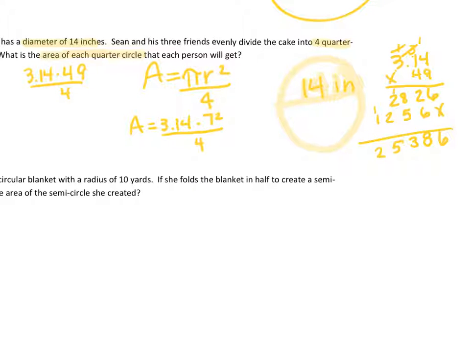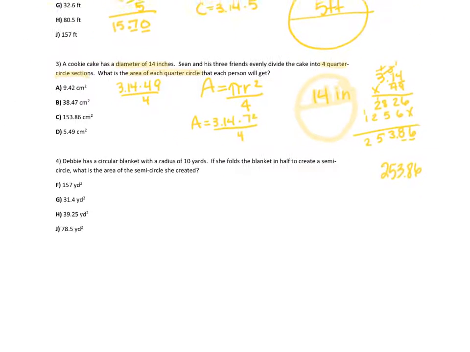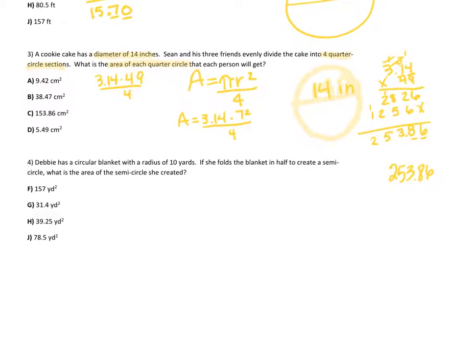And I got 253.86, okay? So once I do that, then I'm going to divide it by 4. Notice that answer's not on there, is it? Mine's not moving very well. I don't know what the deal is. Nope, it's not. Did I do that right?